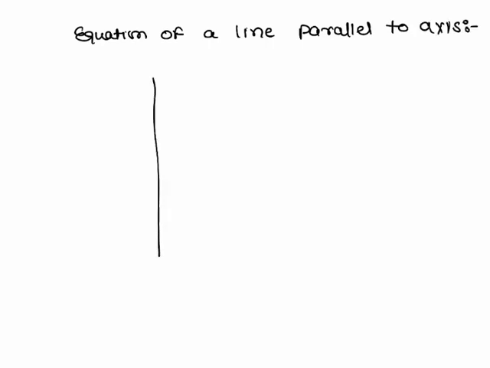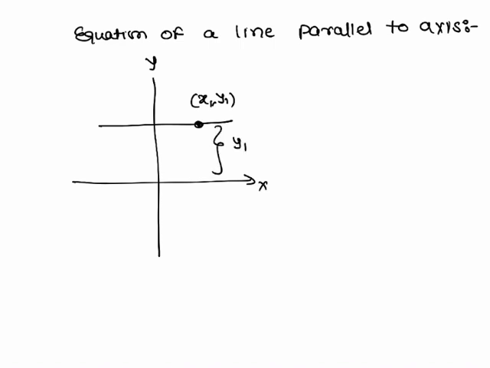Next is equation of a line parallel to axis. So here we can take x-axis and y-axis. If a line passing through one point x1 comma y1 is parallel to x-axis, that means that distance y1 always remains constant. So y will be equals to y1. In this line x will be variable but y will be constant. So this is the equation of a line if a line is parallel to x-axis.